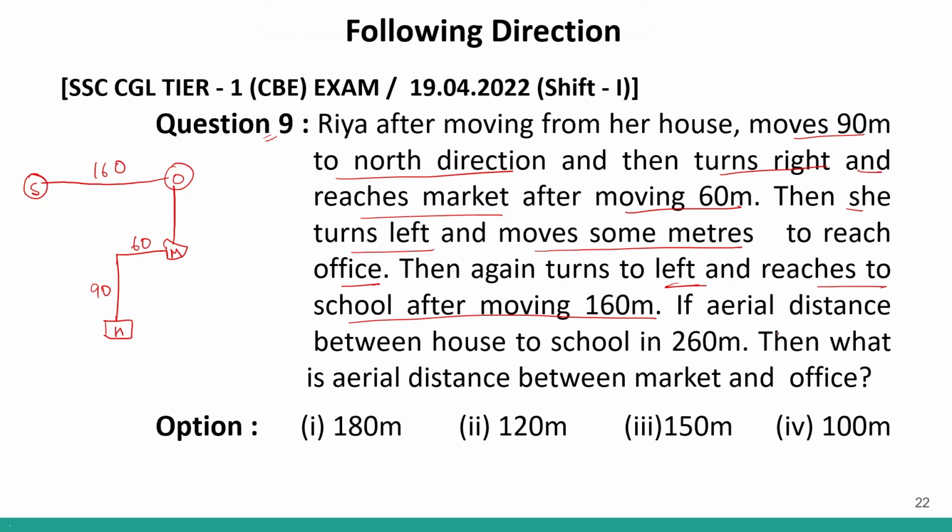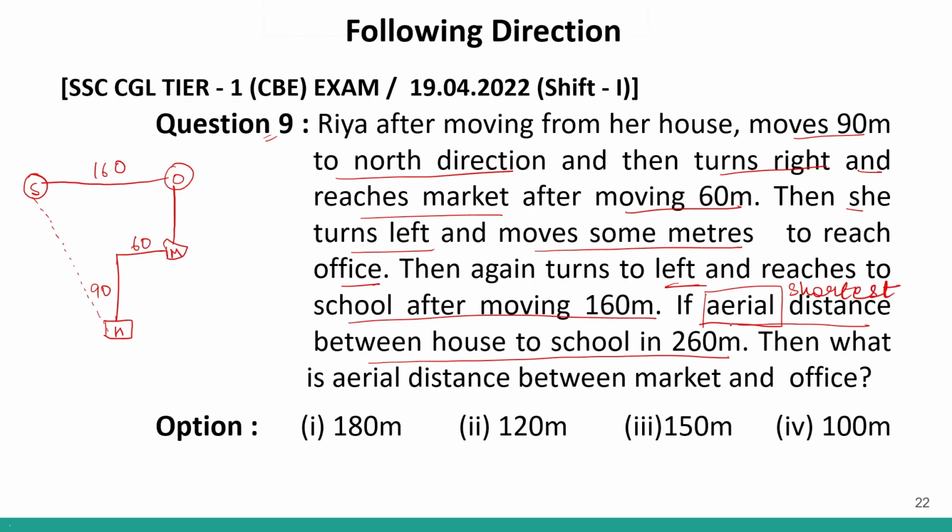Okay. If the aerial distance between house to school is 260 meters, so this distance, this is the shortest distance. As I said, aerial distance means the shortest distance. So whenever you get aerial distance, it means shortest distance.